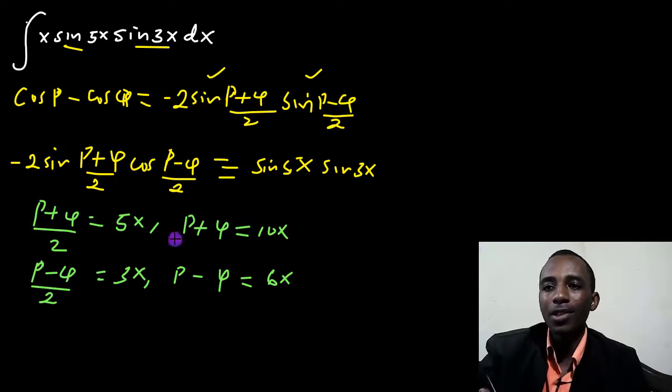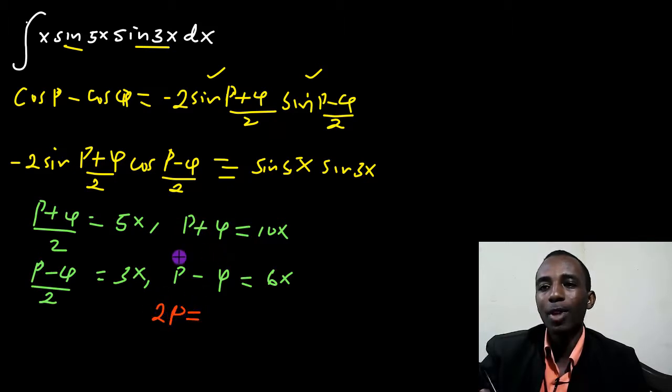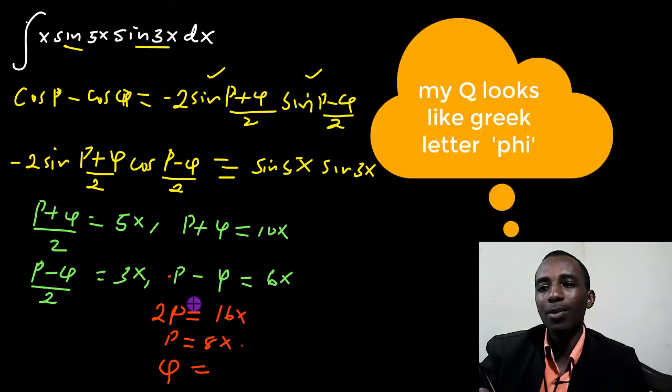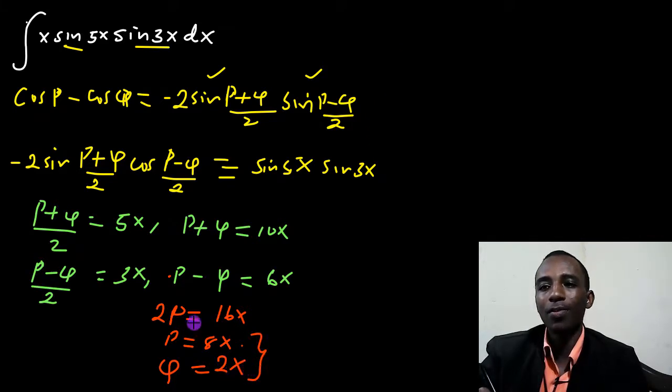And if I solve these equations, let's see what answers we get. If I just add the two equations, I'll have 2p. If I add this plus this, this plus this, that's a 0. 10 plus 6, that's 16x. So I'll have p as 8x, and then I'll have q as, if I substitute 8x here, this is going to be 2x. Alright, so there we go, we have the values of p and q.